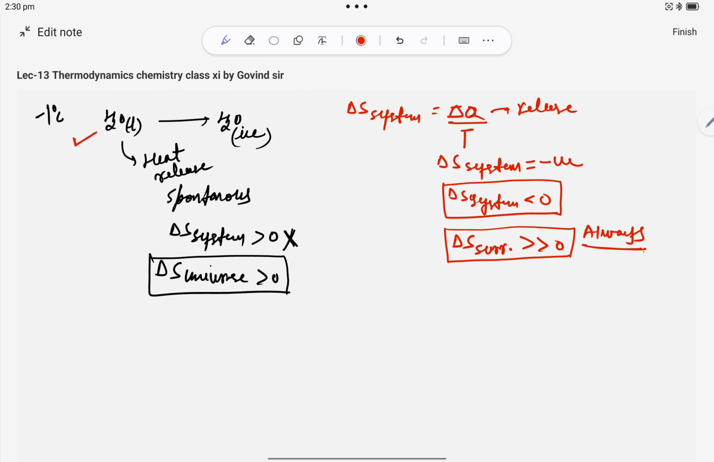That is why I said S of universe is greater than 0. So in a non-isolated system, you cannot take a decision on the basis of system entropy only. You also have to check the surroundings. Like what? I am giving you one example.